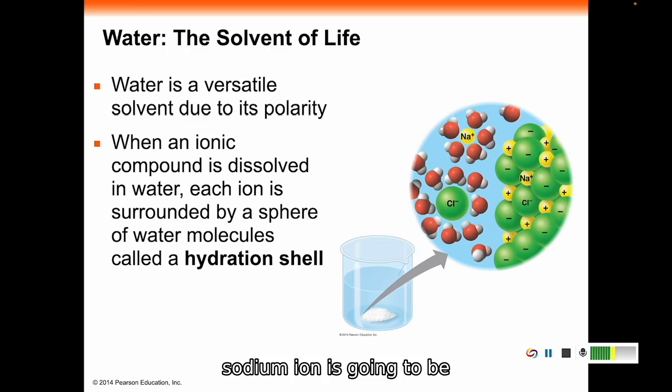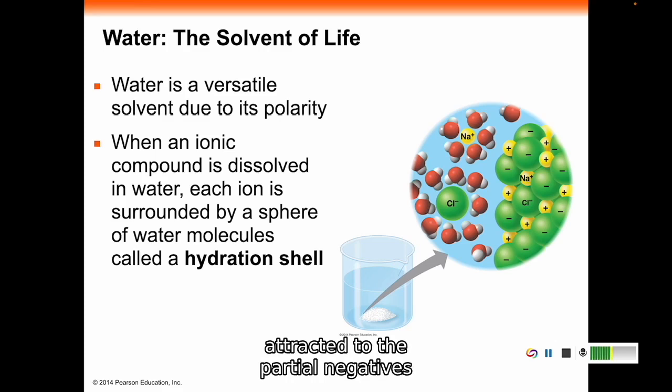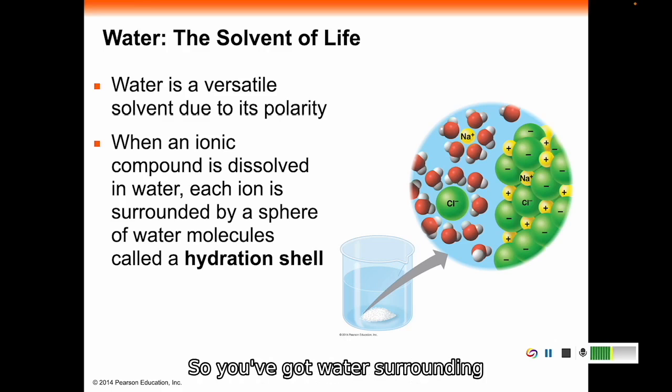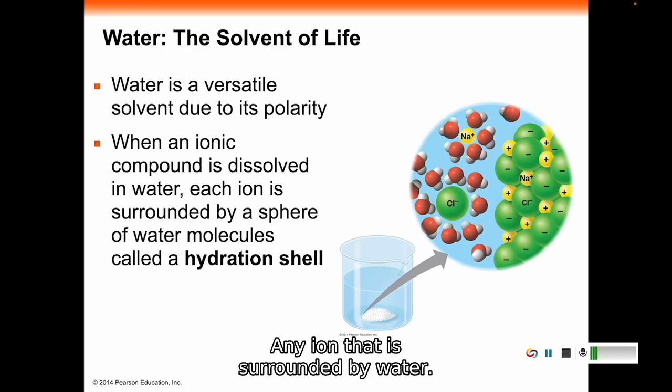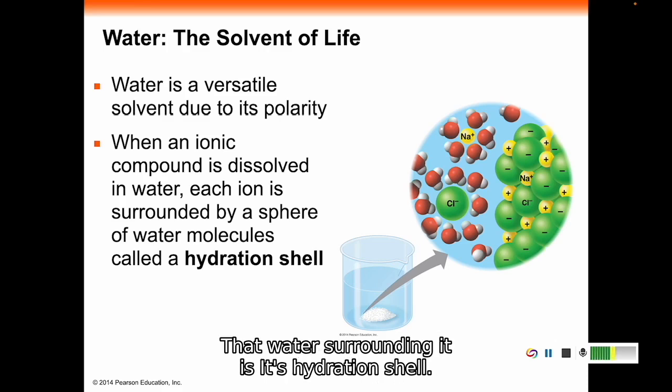The positively charged sodium ion is going to be attracted to the partial negatives on the water molecule's oxygen ends. This forms what's called a hydration shell. So you've got water surrounding a chloride ion and water surrounding a sodium ion. Any ion that is surrounded by water, that water surrounding it is its hydration shell.